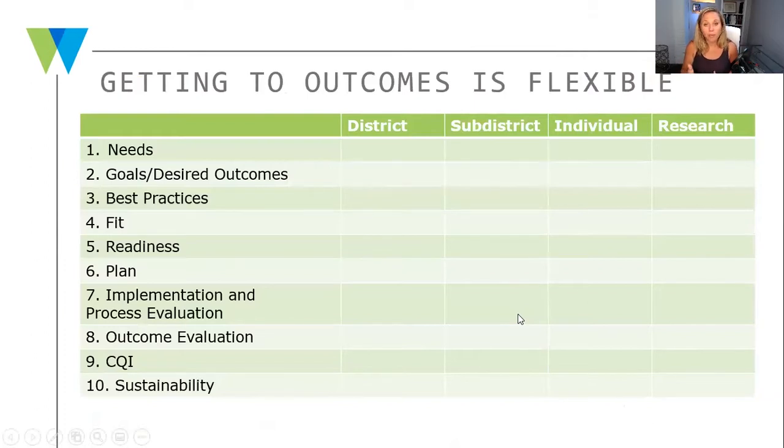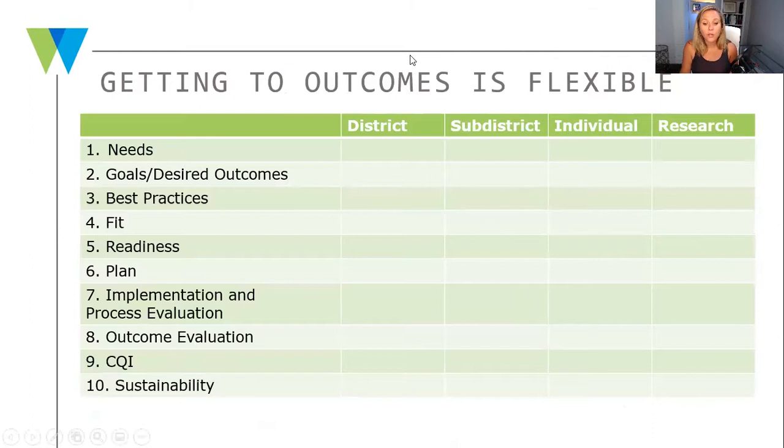GTO, and this is jumping a little bit here, GTO is also very flexible. So this is just something I want to surface at this point in time, and then we'll revisit it in our third module on TA. Each row on the screen represents a different step of GTO. You could see them listed in the first column: needs, goals, desired outcomes, best practices. And each of these steps can be done at different levels.